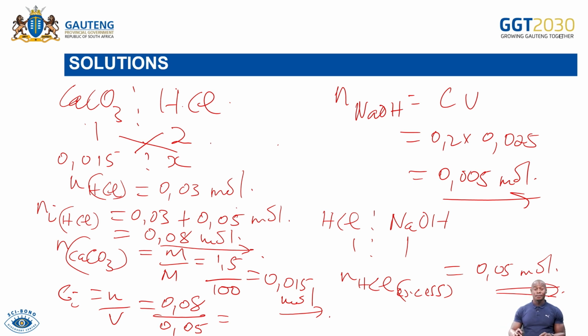right. So here we are having the number of moles of hydrochloric acid that is in excess, and these are the number of moles of hydrochloric acid that reacted with calcium carbonate, right? Then the total here will be 1.6. I think I'm getting 1.6 here, mole per cubic decimeter. So that is the concentration of hydrochloric acid.